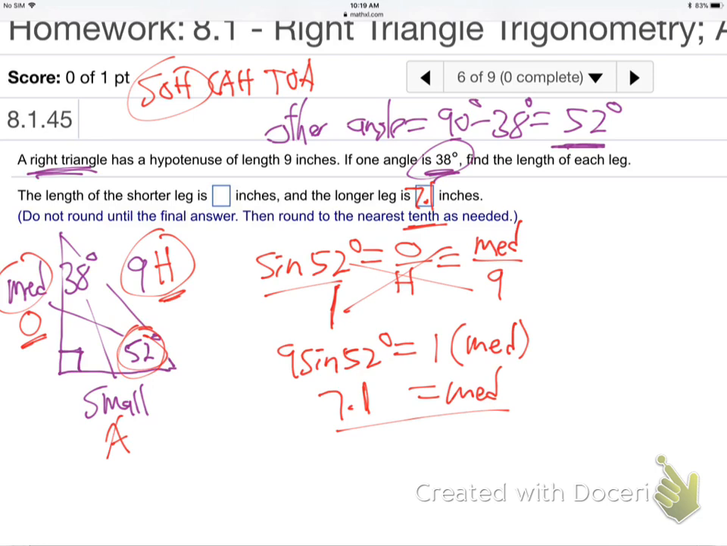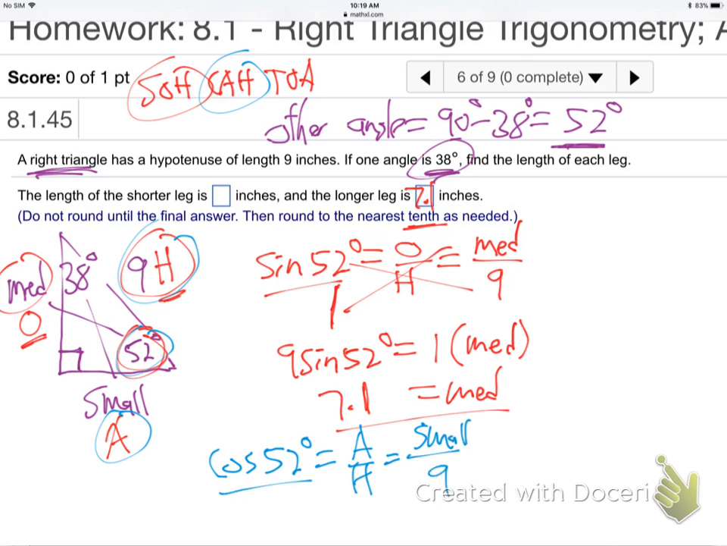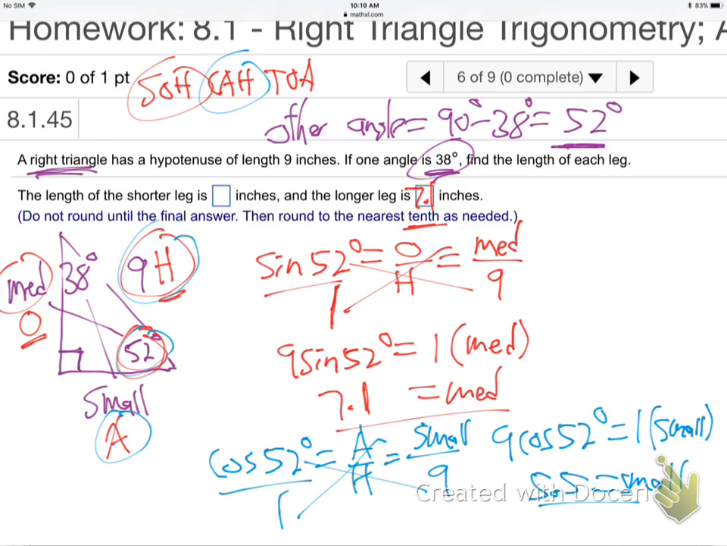For the smaller, with the 52, that would be adjacent over hypotenuse. Adjacent, that's cosine. So cosine of 52 is adjacent over hypotenuse, the small side over the hypotenuse of 9. Put this over 1, diagonal, diagonal. So 9 cosine 52 is 1 times the small side. The small side is 9 cosine 52. 5.5 is the small side.